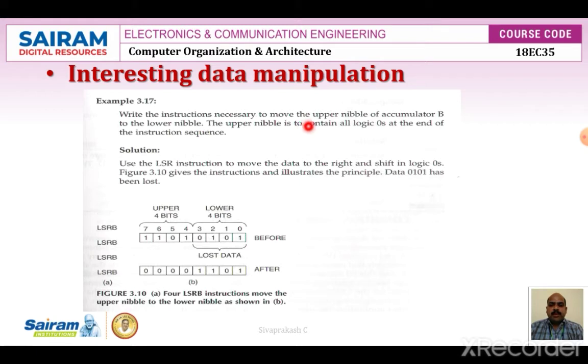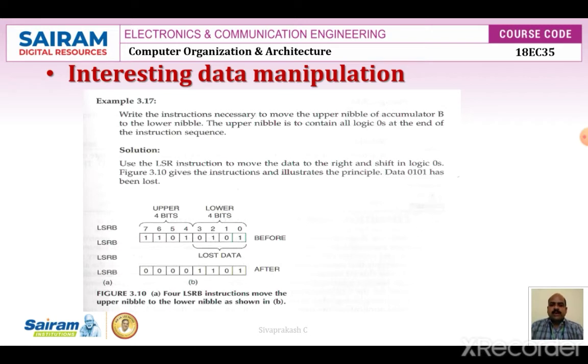The upper nibble is to maintain all logic zeros at the end of the instruction sequence. So what is actually expected? The upper nibble is to be moved towards the lower nibble, whereas the upper nibble should consist of zeros and the lower nibble data should be the previous upper nibble.